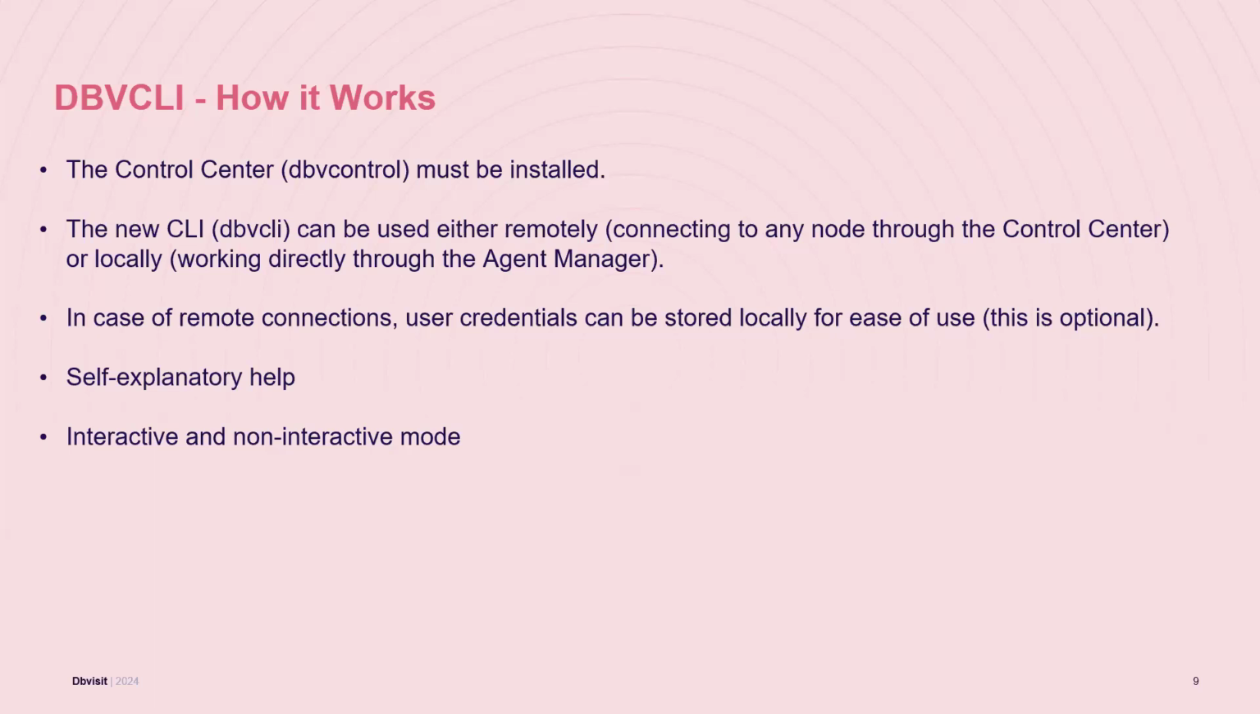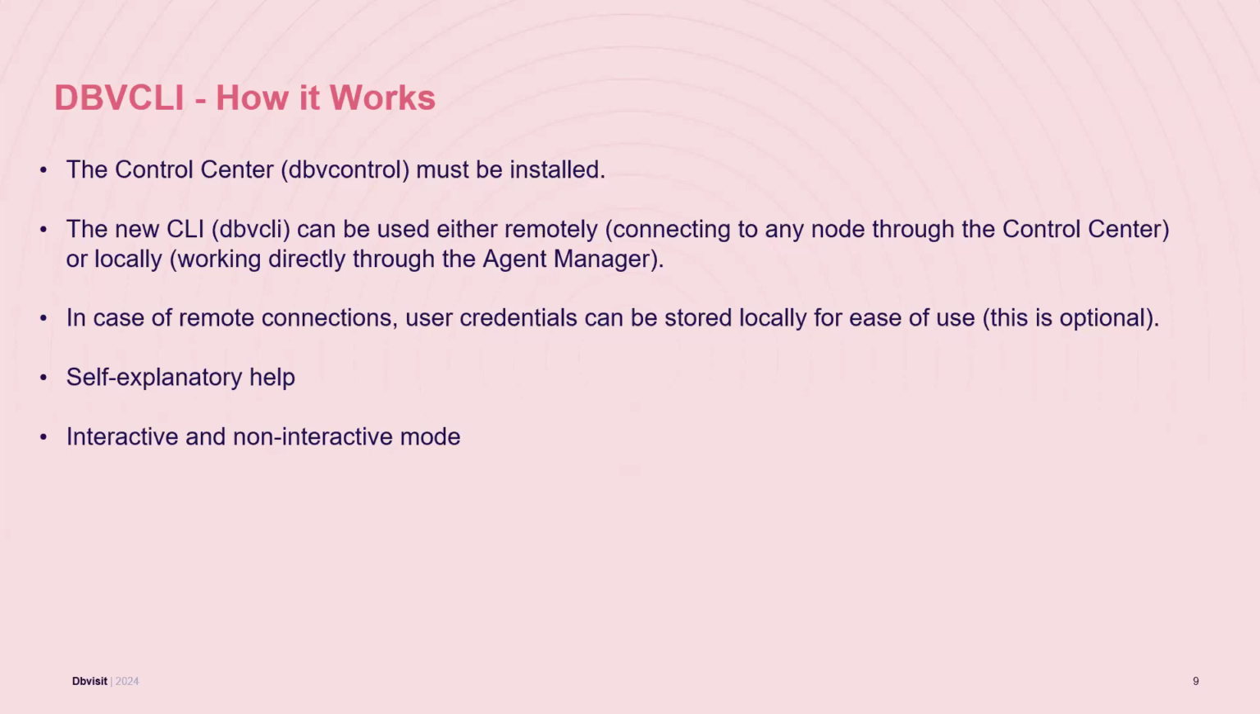The new CLI can be used either remotely by connecting through the control center, or locally directly from the agent manager servers itself. This gives you an option to run any commands directly from your control center server, for example, switchover and creation of standby databases. All these commands can be run directly from the control center server itself, or you could run them locally from the agent manager servers, like you used to run DBVCTL commands.